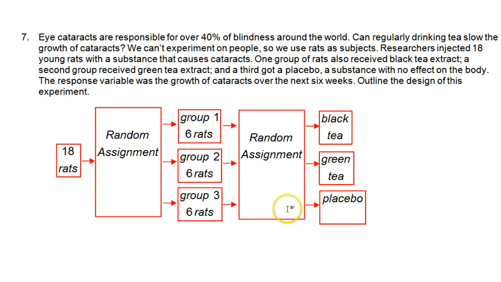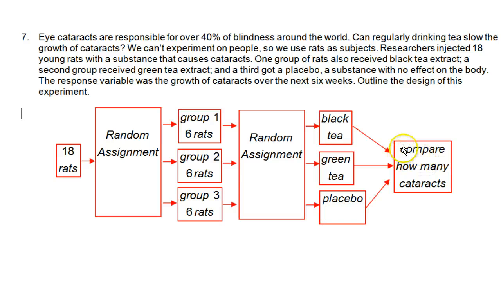Okay, so here's your second random assignment where you're going to roll a die or use a random number generator on a computer or calculator to decide: group 1 might get the black tea, or maybe group 1 will get the green tea, or maybe group 1 will get the placebo. So don't think that these are lined up like group 1 gets the black tea, group 2 gets the green tea, and group 3 gets the placebo. Oh no, this is random assignment. These groups could wind up getting any of these 3 treatments. And then of course in the end we are going to compare from the black tea treatment, the green tea treatment versus the placebo treatment, how many cataracts were we getting in each case.